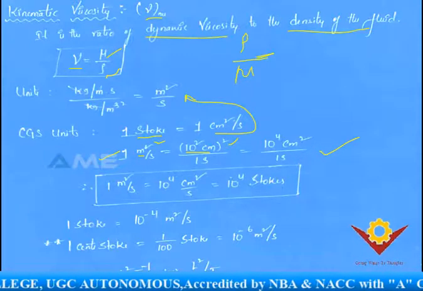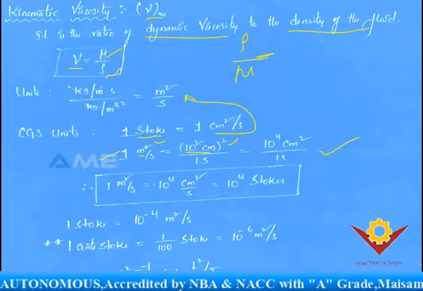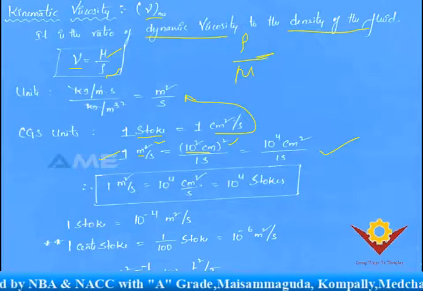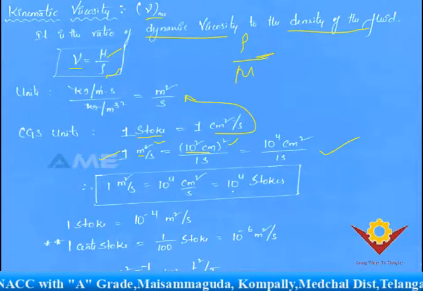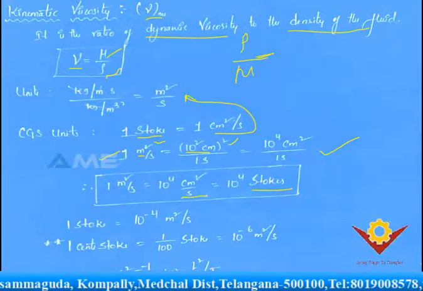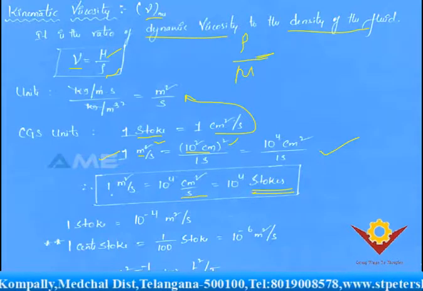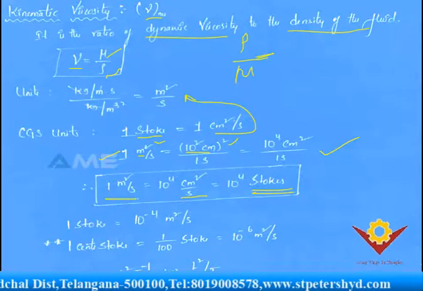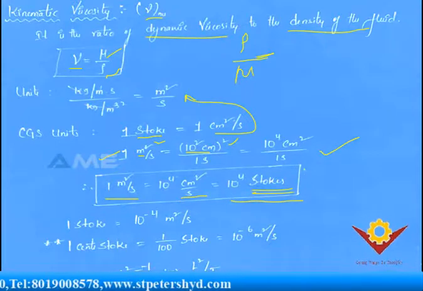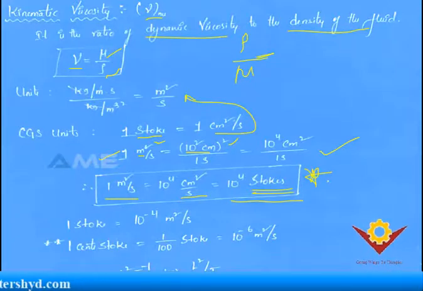So finally what you're going to get is 1 meter square per second is equal to 10 to the power of 4 centimeter square per second. That equals 10 to the power of 4 Stokes. Here centimeter square per second is equal to Stokes. So finally 1 meter square per second is equal to 10 to the power of 4 Stokes. This is very important to solve your problems for any competitive exams.